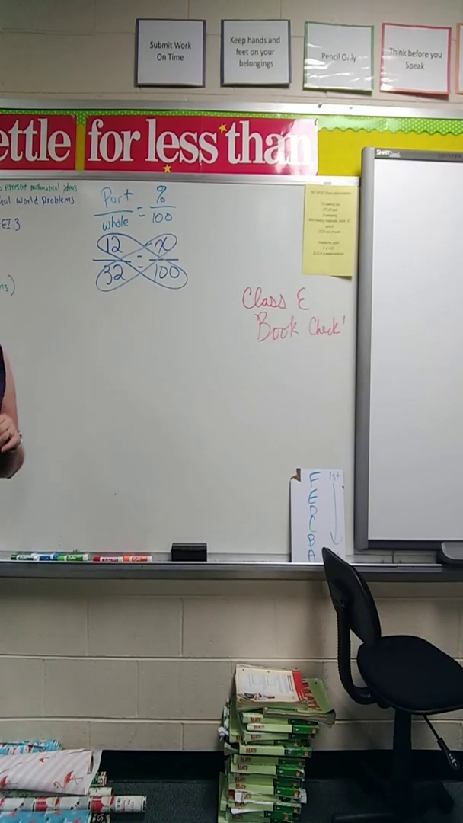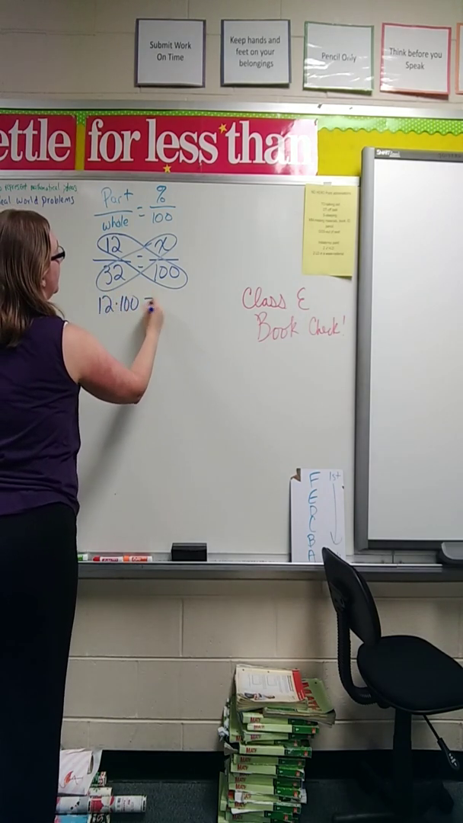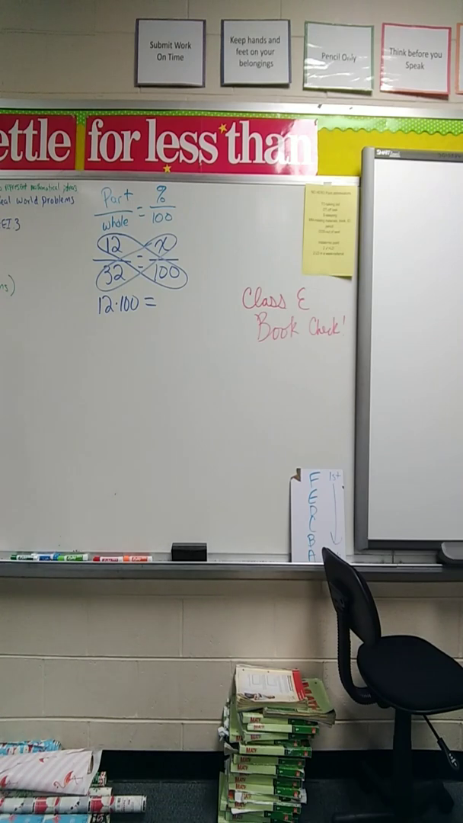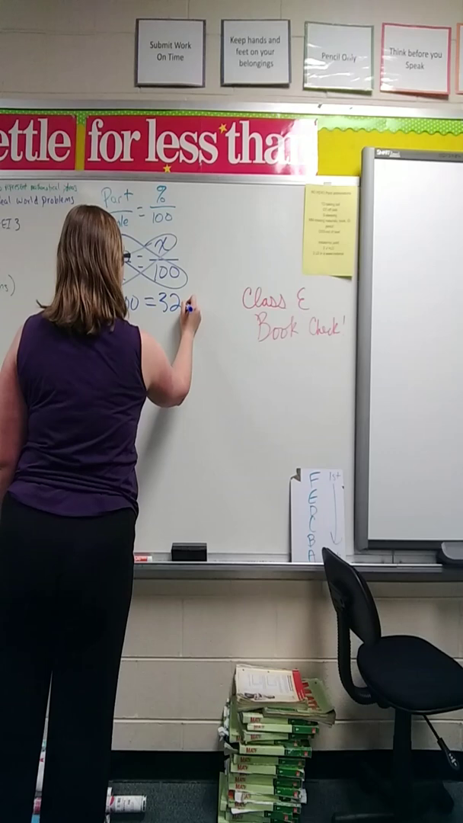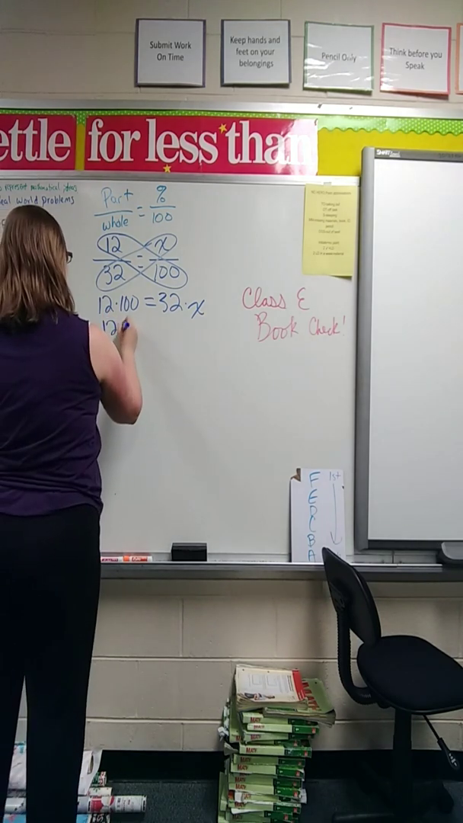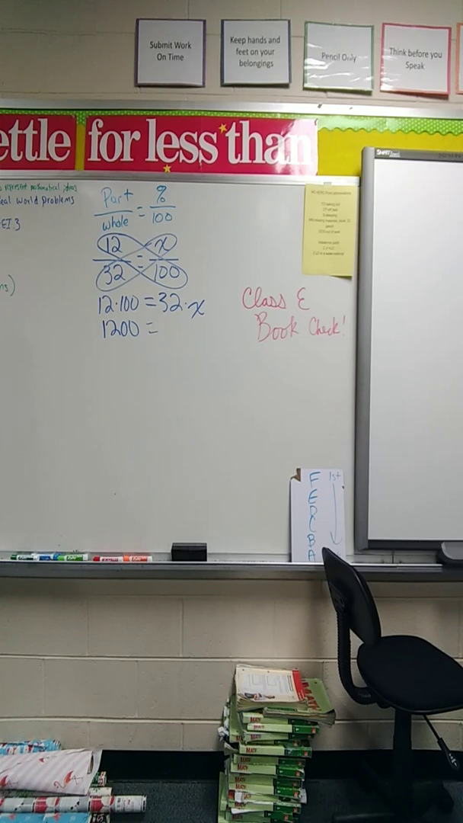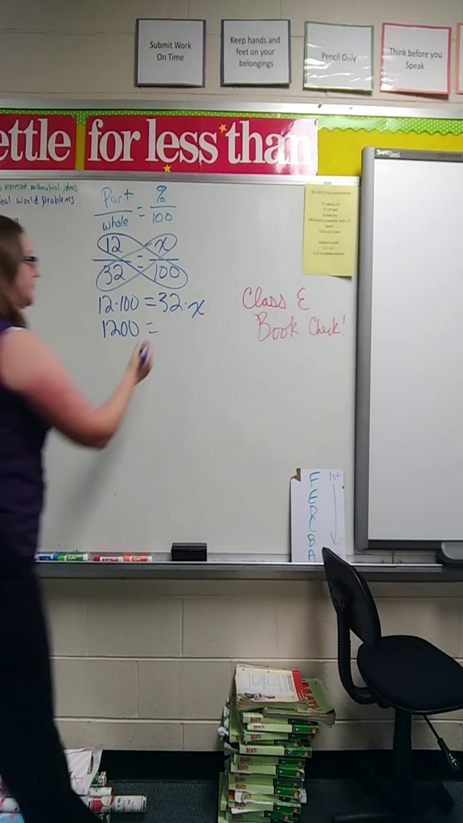When we cross multiply, what two quantities do I multiply together first? Go ahead. 12 and 100. Alright, 12 times 100. And what goes on the other side of my equation? Yes, ma'am? 32 times x. 32 times x. Alright, what is 12 times 100? 1,200. Simplifying 32 times x gives us 32x.